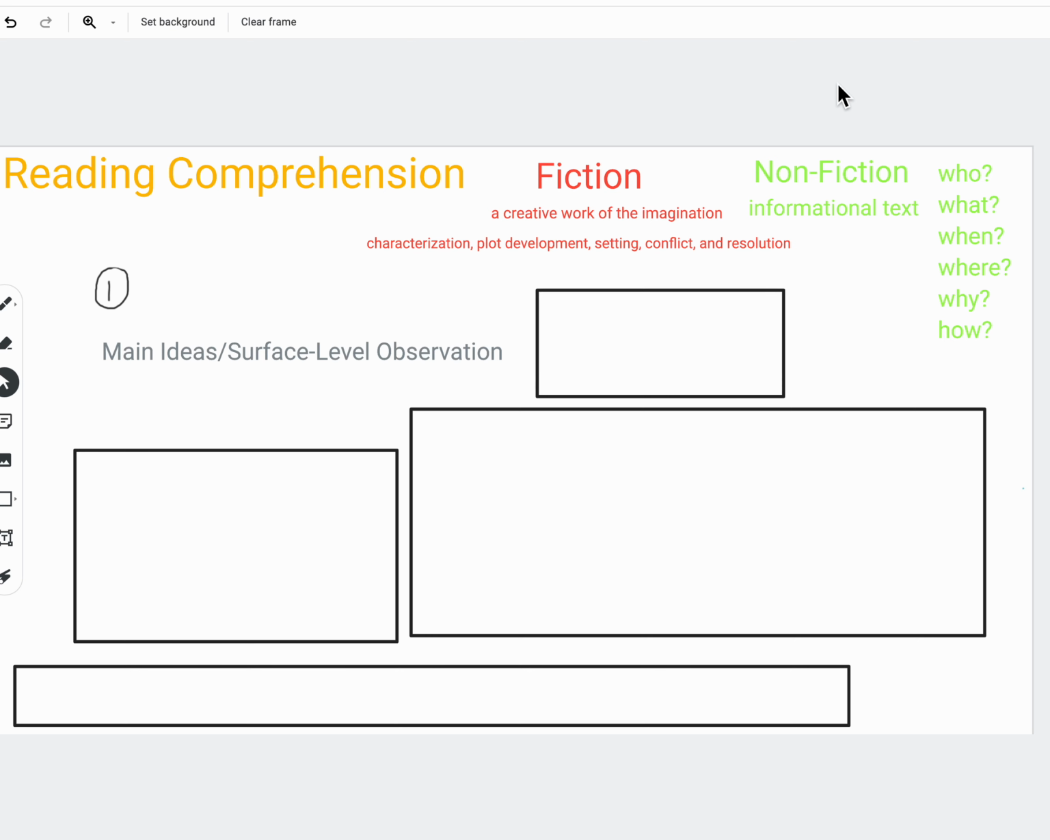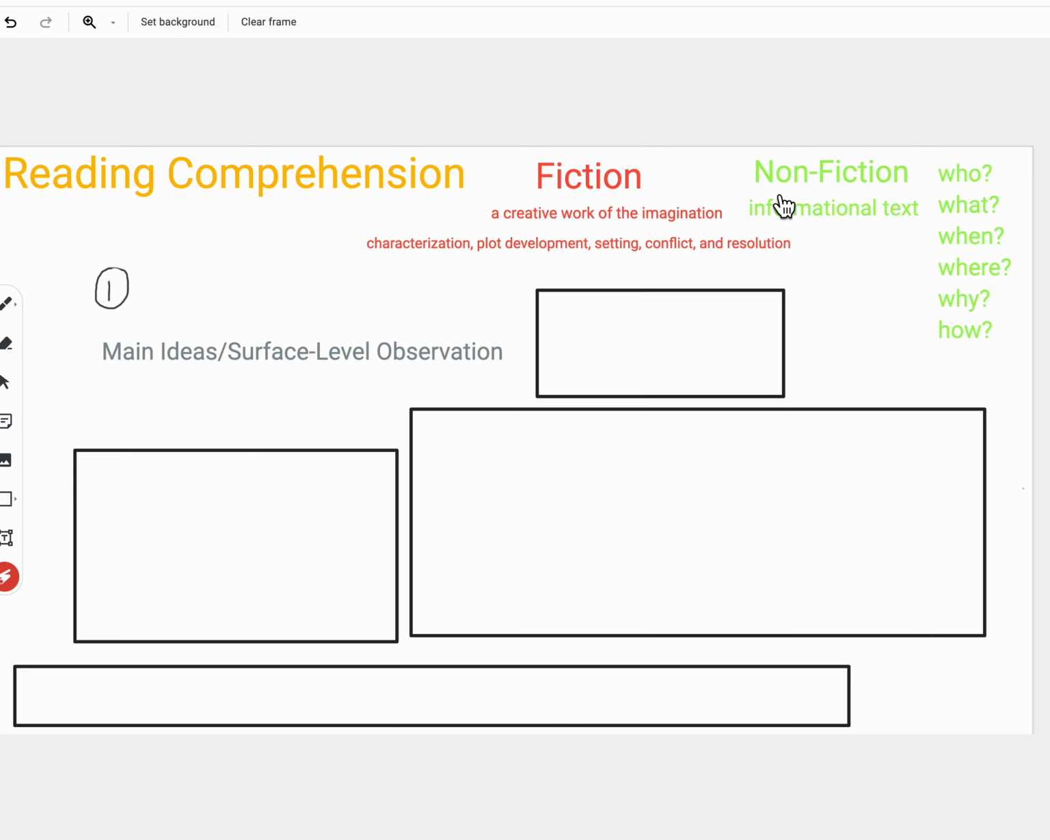So what we are doing essentially is writing our annotations or notes to the side in the margins so that we can use them as a quick reference guide to efficiently and accurately answer our multiple choice questions. Now, how we annotate depends on what the author is writing and the genre. For example, in fiction, which is a creative work of the imagination, an author will interweave together characterization, plot development, setting, conflict, and resolution to communicate their main ideas.